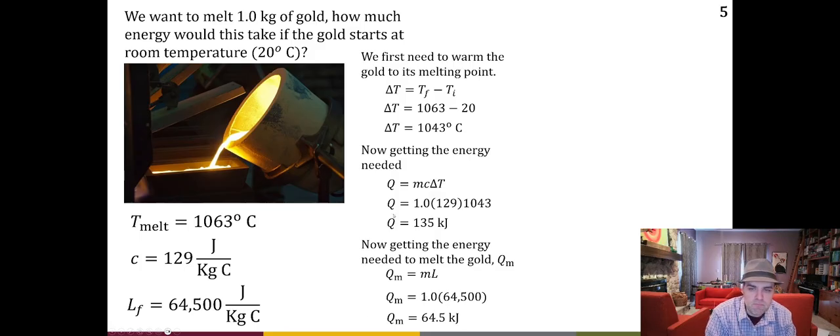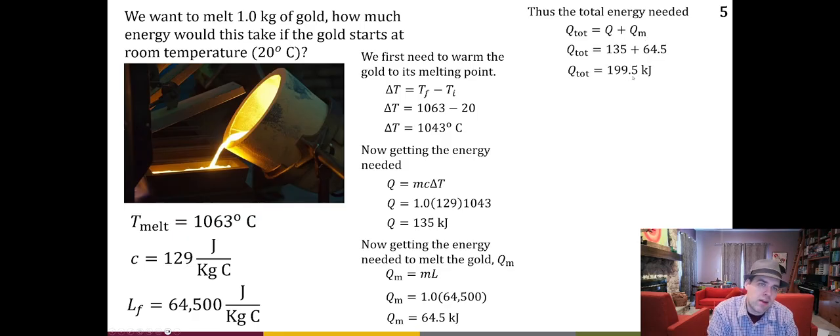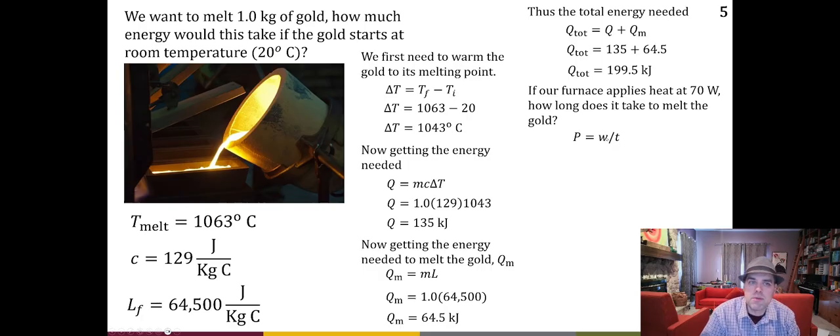Now, the total energy needed, that's both of these together. So we needed to add energy to raise the temperature, and then we had to have more energy in order to convert it from a solid into a liquid. So the total energy is those two numbers added together, and we arrive at almost 200 kilojoules of energy. Now, a bit of a follow-up question. If our furnace applies heat at a rate of 70 watts, how long does it take to melt the gold?